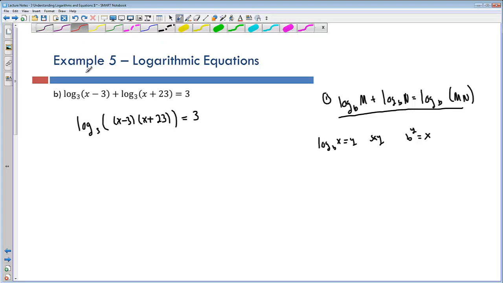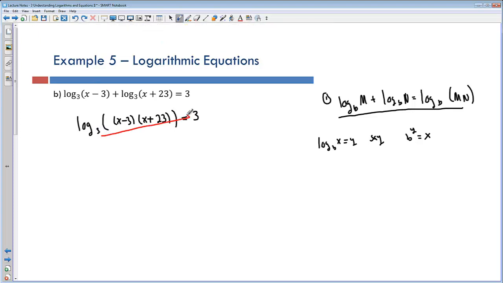So now I can just write this. It's going to be 3 cubed is equal to this thing inside. So this says that 3 cubed is supposed to be equal to x minus 3 times x plus 23. And so what happened here is we didn't get a linear equation. Now we have a quadratic equation. So we're going to solve the quadratic equation.